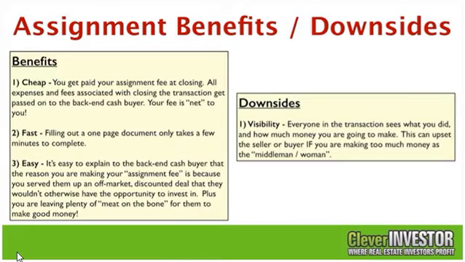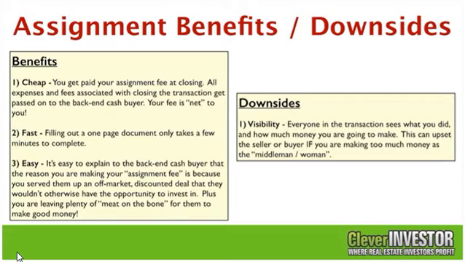Now, there are a lot of benefits and one major downside when dealing with assignments. The major benefits are, 1, it's cheap. You get paid your assignment fee at closing. All right? And this is a net fee to you. So if you say, I want to get paid $5,000, that's what you're going to get a check for at closing. $10,000, $15,000, $20,000. It's really very simple to calculate what you're going to make.